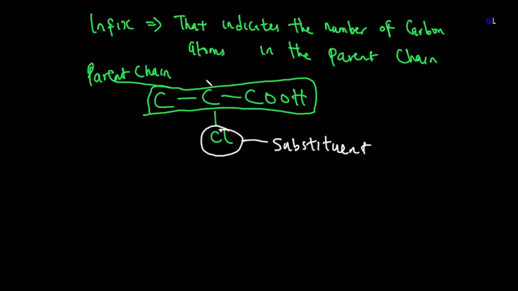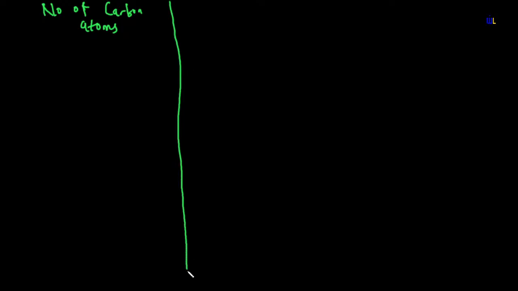I now said that the infix is the part of the organic name that will give me the number of carbon atoms in this parent chain. How will it do that? I'm going to give us a list of infixes that represent specific numbers of carbon atoms, and with that, it will make it easier for us to understand. So let's look at the list. I'm going to put down the number of carbon atoms. These are some of the things that you must understand, and then the infix.